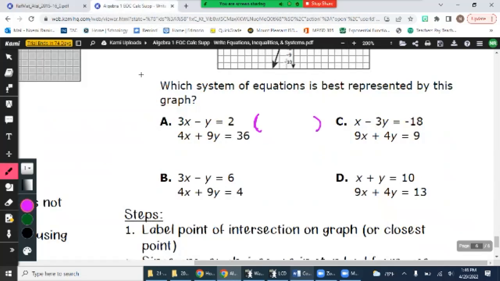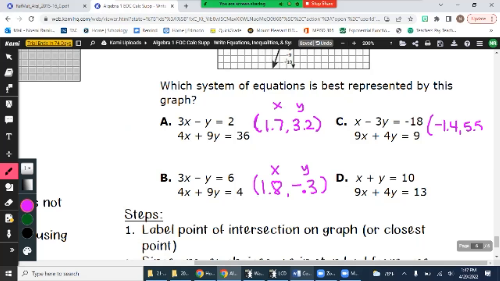Okay. All right. A, if you do matrix on it, it'll give you 1.7 and 3.2. B will give you 1.8 and -0.3. C will give you negative 1.4, 5.5. And D will give you negative 5.4 and 15.4.